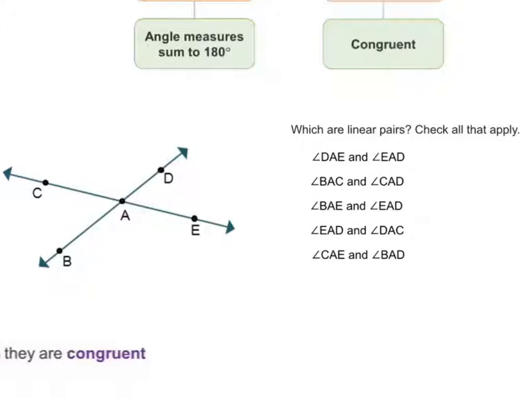So here's what I've got. Let's take a look at DAE and EAD. Now those are the same. It's the same angle, so that's no. That's not one that we want to put in. The next one is angle BAC, this angle right here, and CAD. This is a linear pair, because it forms this straight line going all the way across. So I'm going to circle that one, yes.